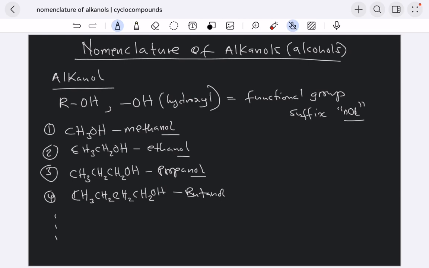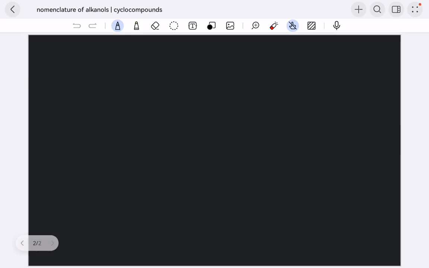Now, using the IUPAC rules, you can be asked to name some of the alcohol compounds that can be a bit complex. So we are guided by the rules of the IUPAC. Let's look at some of the examples.